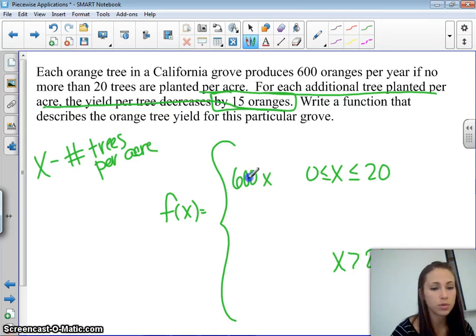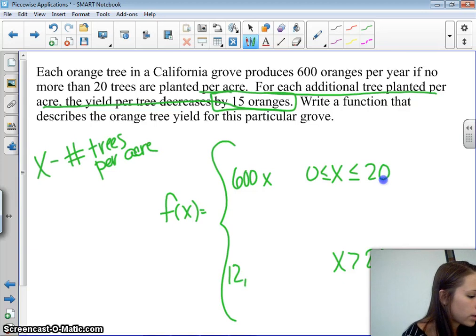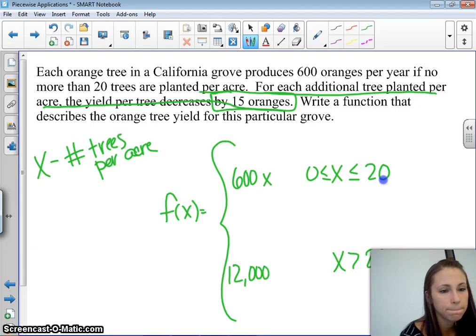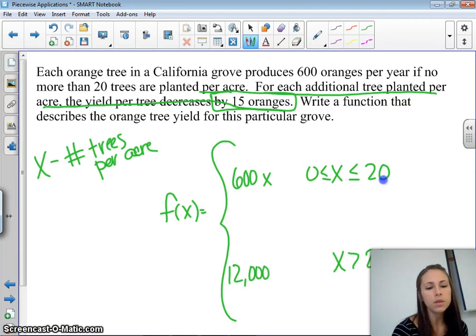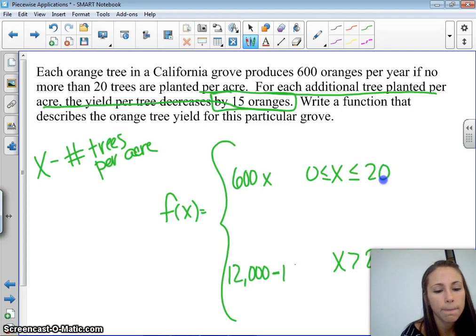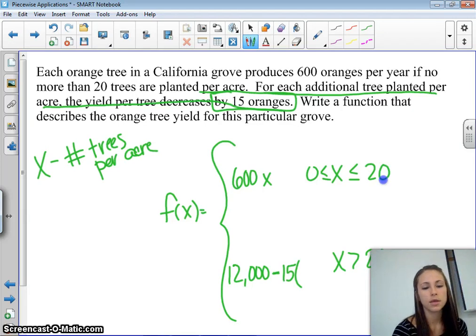So I would do 600 times 20, and that would give me 12,000. Now, I know that for each additional tree planted over 20, that number is going to go down by 15 per tree. And so I want to know how many trees over 20 that I plant. So I would say 15 times, and this next little parentheses is going to represent the number of trees that I plant over 20.